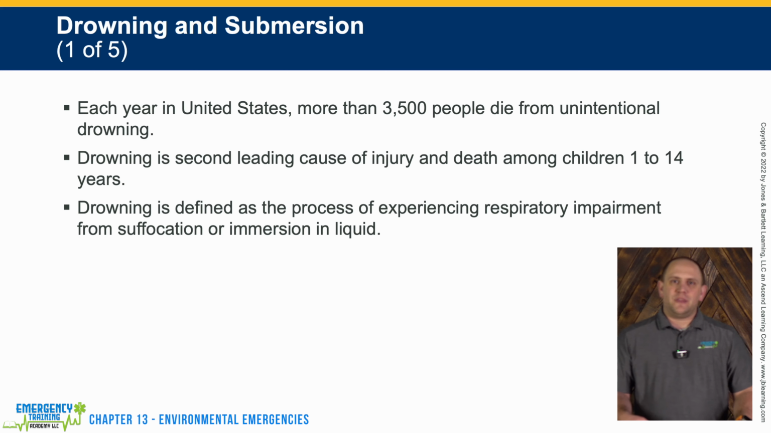Another environmental emergency that we need to pay attention to is our drowning and submersion injuries. Each year around the United States, more than 3,500 people die from unintentional drowning. It is the second leading cause of injury and death among young children from ages 1 to 14. And this is basically any time there is a respiratory impairment or suffocation from being immersed in a liquid.